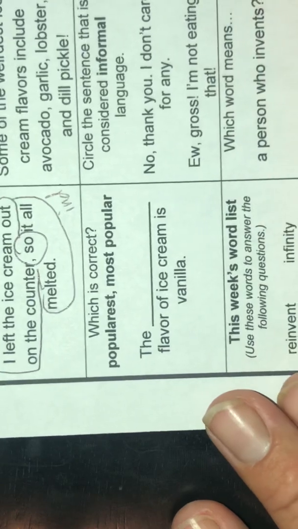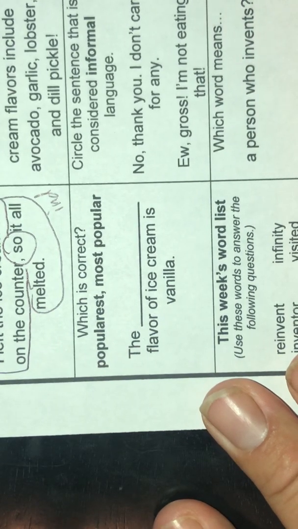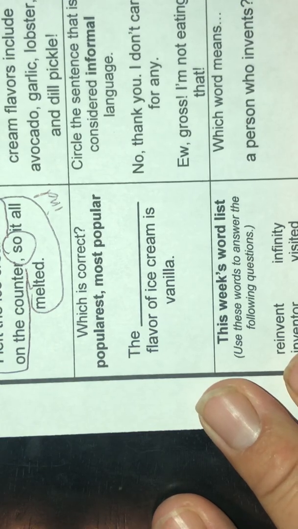Which is correct? Popularist, most popular. The blank flavor of ice cream is vanilla. The most popular. Popularist is not even a word.